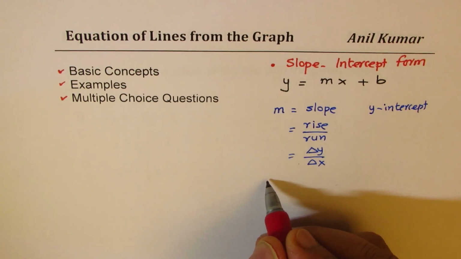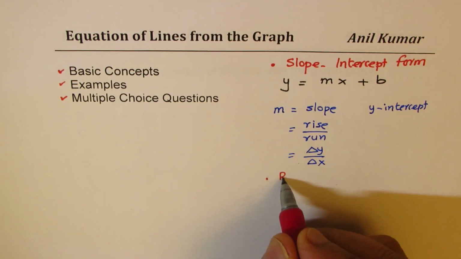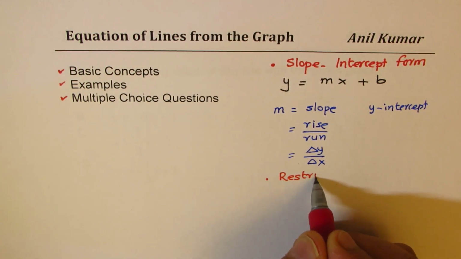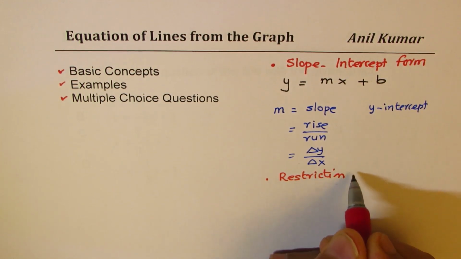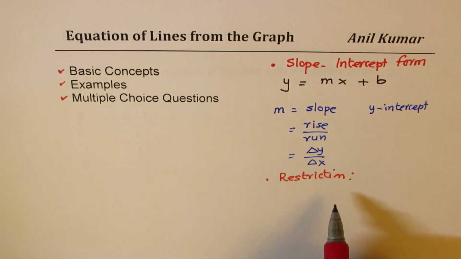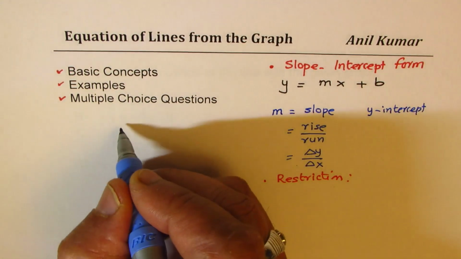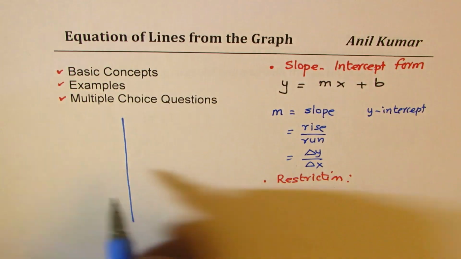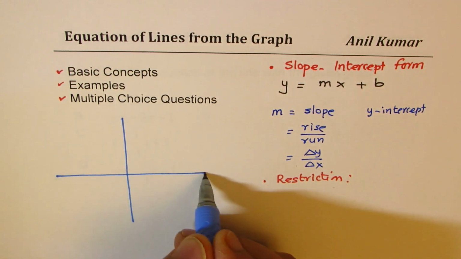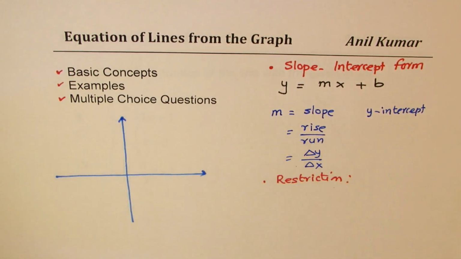Now this equation has one restriction. Do you know what? I'll leave it for now. We'll take a few examples and talk about the restriction also. So let's take some examples here. What I'll do is draw a few lines and we will see how to write equation of these lines.